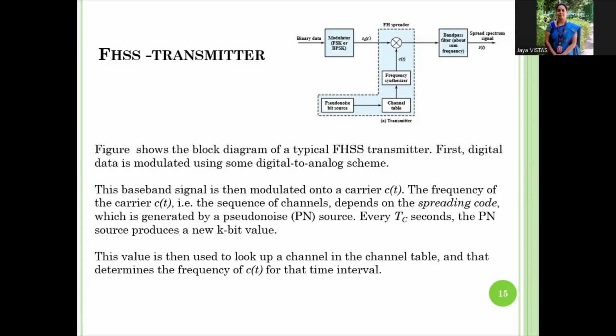In this block diagram, the baseband signal is modulated on a carrier C of t. The frequency of the carrier C of t, the sequence of channels, depends on the spreading code generated by the pseudo random source. Every Tc seconds, the PN source produces a new k bit value. This value is then used to look up a channel in the channel table, which determines the frequency of the carrier signal C of t for that time interval.